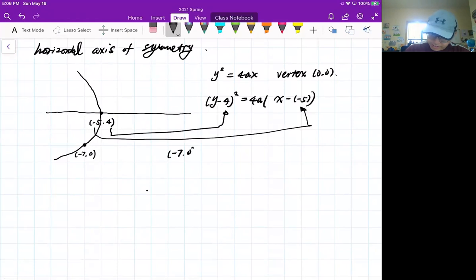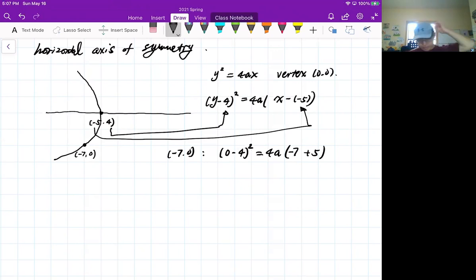The point is (-7, 0). Okay, if the point is (-7, 0), then I can get the following. I'm going to substitute the 0 for the y value: 0 minus 4, squared, equals 4a times x plus 5. But what's the x here? X is -7, right? And plus 5. Then you can solve for the a here.